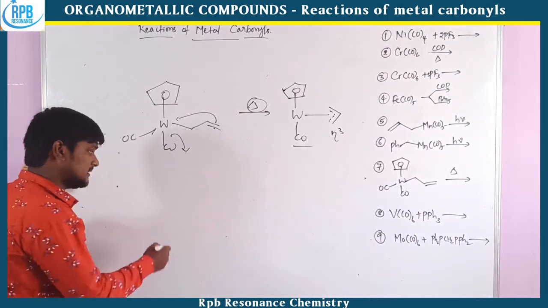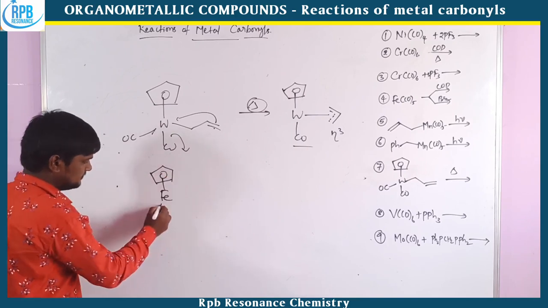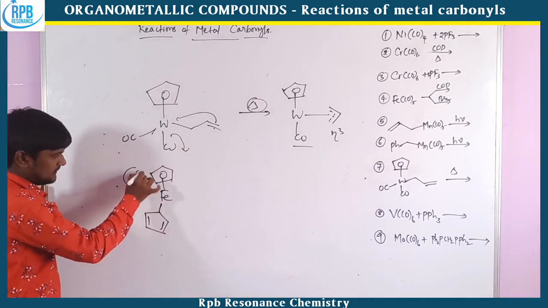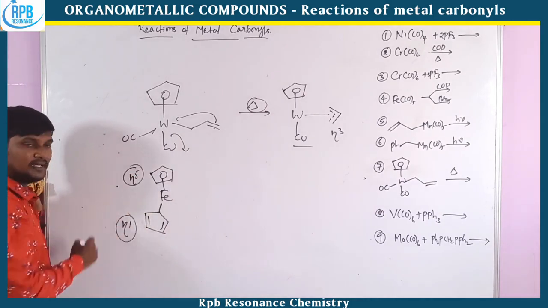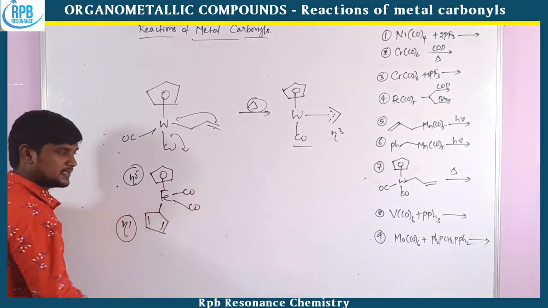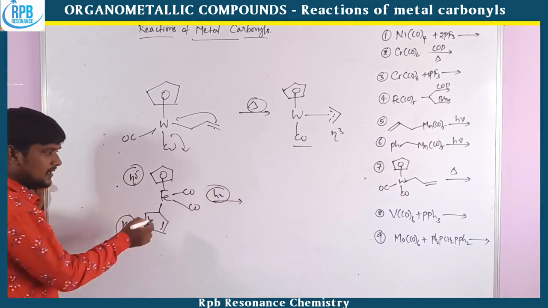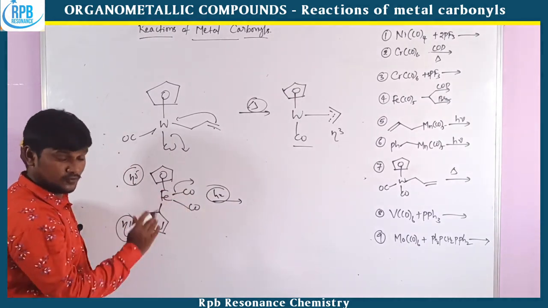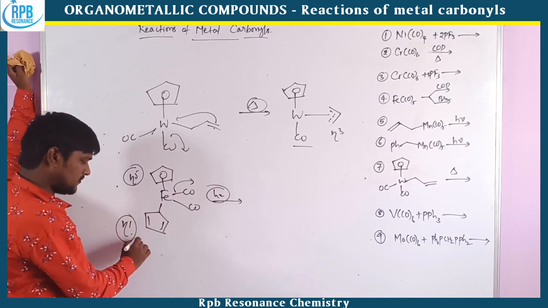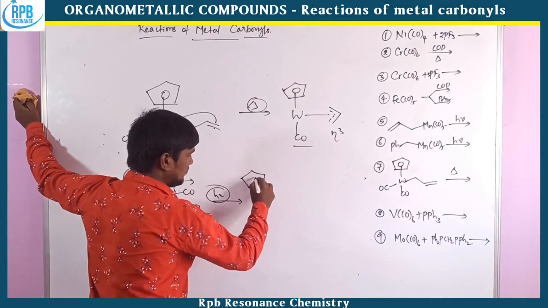In some cases, they give ferrocene formation from these reactions. Here it is the eta 5 cyclopentadiene, and here only eta 1 cyclopentadiene along with two carbonyls. Here also it is consistent. When you use photolytic or thermal conditions, one carbonyl is removed and it changes from eta 1 to eta 3.